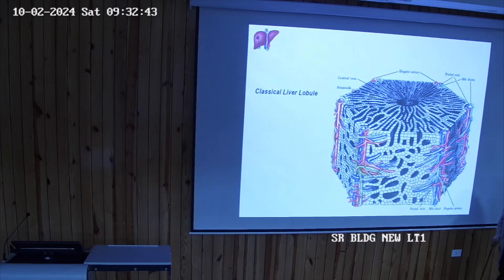Now the central vein drains into the sublobular vein. The sublobular veins combine and form hepatic veins, and the hepatic veins drain into the inferior vena cava. So finally the blood from the liver is drained into the inferior vena cava. Okay.